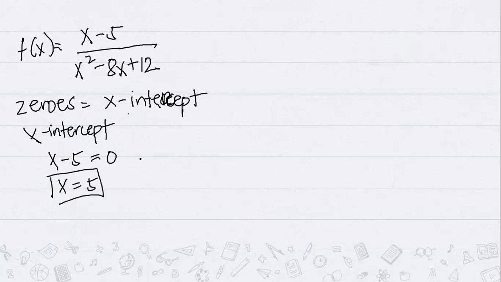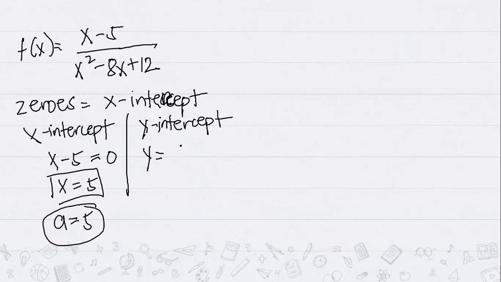Okay, next is Y-intercept. How to find Y-intercept? Kunin si constant. So our X is equal to 5, so A is equal to 5. So Y natin is negative 5 over 12. So our B is equal to negative 5 over 12. Di ba constant na lang.